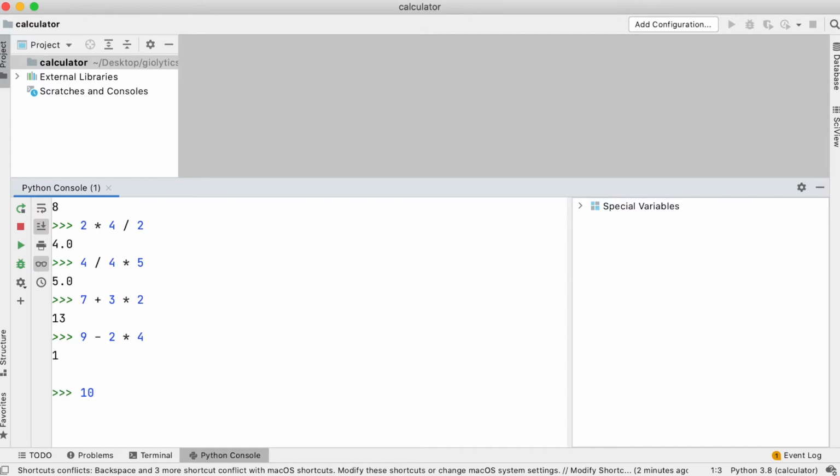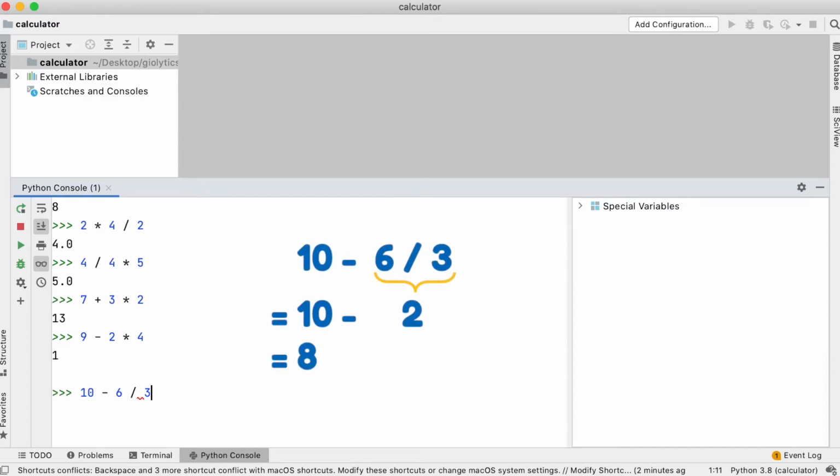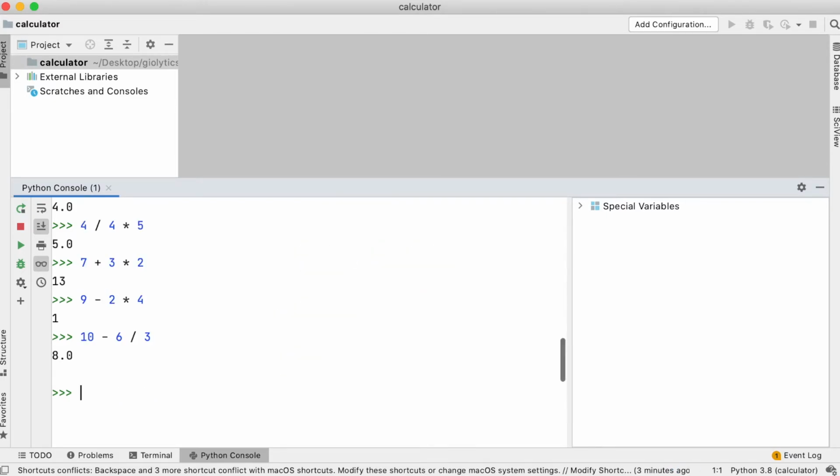10 minus 6 divided by 3. 6 divided by 3 will be evaluated first, which gives us 2. Then 2 is subtracted from 10, giving us 8. You can always change the order of operations using brackets. Let's do some of those.